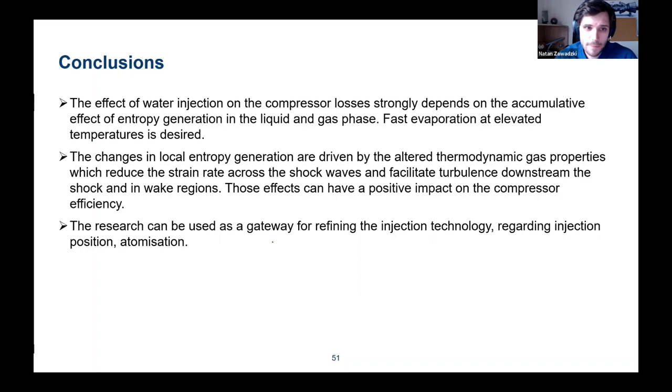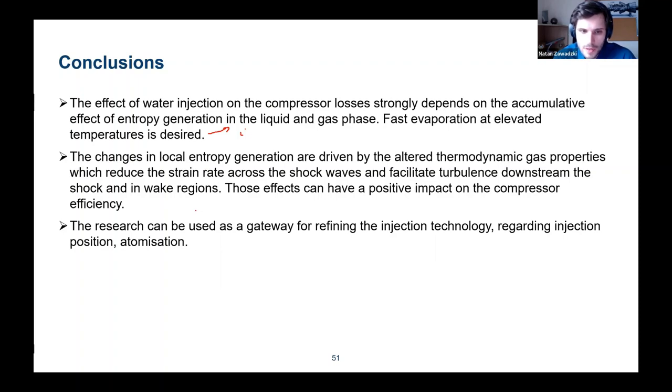So just to summarize, a few points, really just two or three points. We could say much more about this, but what we saw is that the effect of water injection depends on the enthalpy balance, or the energy that you put into the fluid scales with the losses at which the process happens. And we saw that fast evaporation at elevated temperatures is desired, which might point, for example, to an interstage injection. We could have a discussion later on possible future concepts. Then we saw that the changes in local entropy generation are driven by the altered thermodynamic properties of the gas.